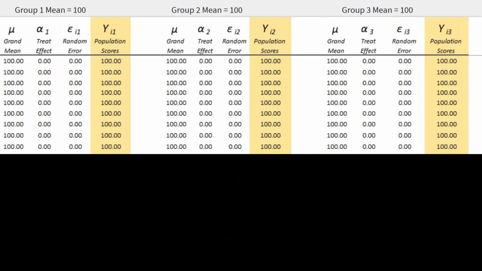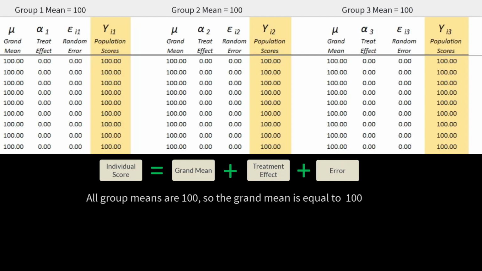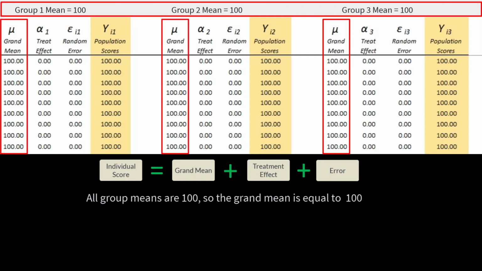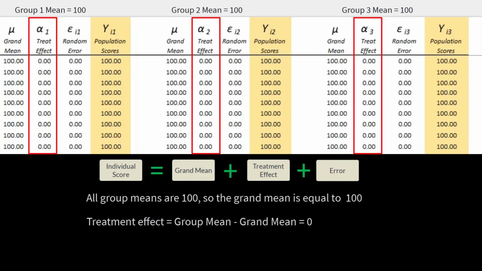As a reminder, the factor model states that the score for individual i in group j, notated as y sub ij, can be expressed as the sum of the grand mean, mu, the treatment effect, alpha sub j, and random error, epsilon sub ij. In this case, since the means of all the groups are 100, the grand mean mu is also equal to 100. The treatment effect alpha is defined as the difference between the group mean and the grand mean. However, because our group means and grand mean are the same, our treatment effect is 0.